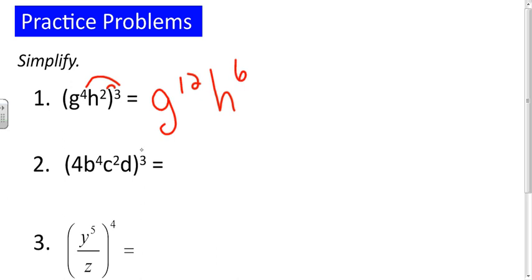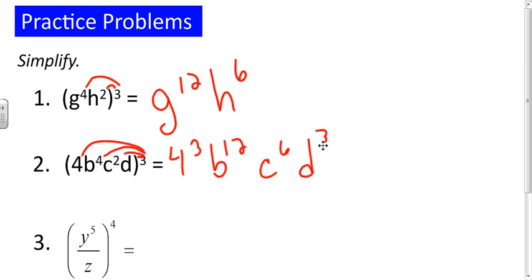Likewise here, I want to raise everything in this product to the third power. So 4 to the first power, if I raise that to the third power, is just 4 to the third. B to the fourth to the third is b to the 12th. C squared to the third is c to the 6th. And here I just get d to the third. I can simplify this a little bit more. 4 to the third is 64. B to the 12th, c to the 6th, d to the third.